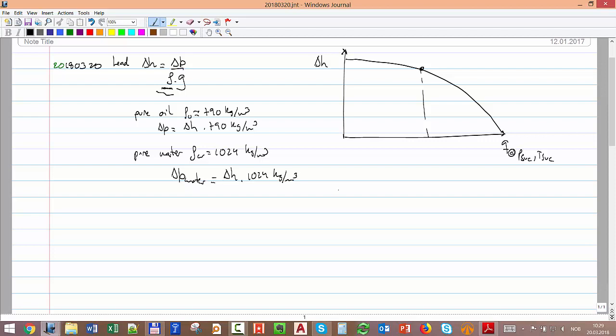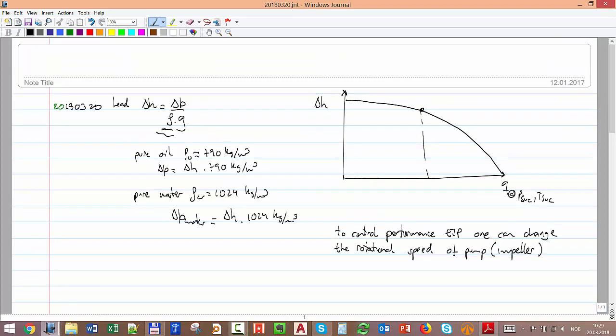velocity of the impeller. To control the performance of the ESP, one can vary the rotational speed of the pump, of the impeller. That's what is rotating. And the way it looks when you increase the frequency. We don't measure it in revolutions per minute, but in frequency.